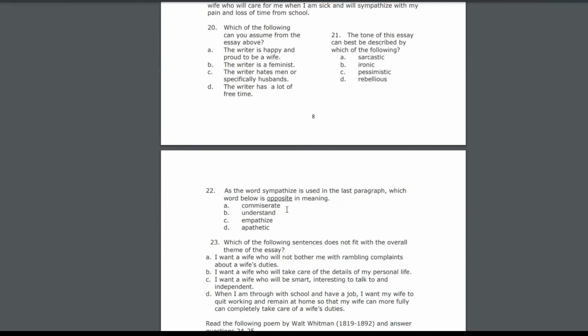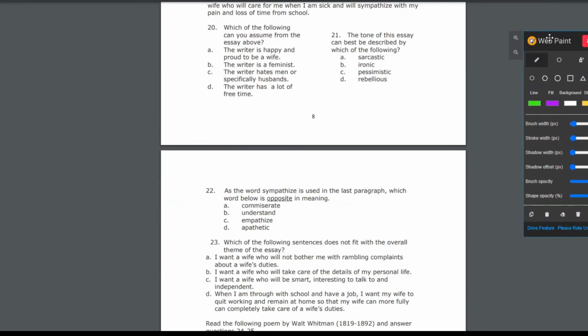So we have commiserate, understand, empathize, and apathetic. So you have to go through, even if you don't know all the words, some of them you know when you see them so that you can eliminate. Well, when I first saw commiserate, it sounds familiar, but it wasn't really ringing a bell, so I skipped that one. Of course, understanding is the same thing as being sympathetic. If you sympathize with somebody, you're trying to understand how they're feeling, but we're looking for the opposite. So I know that one was gone.